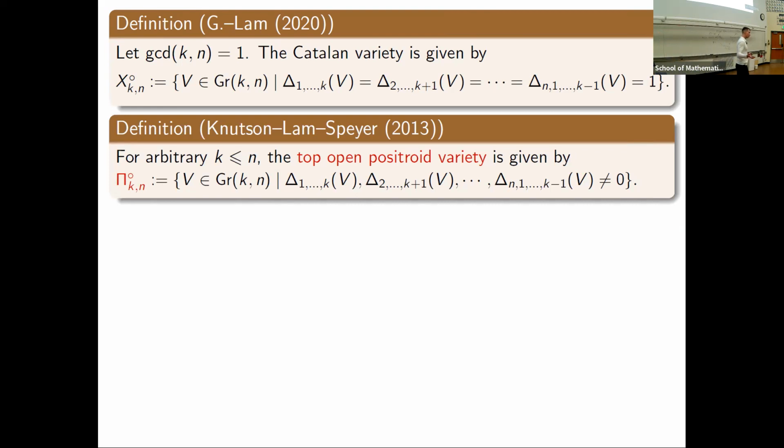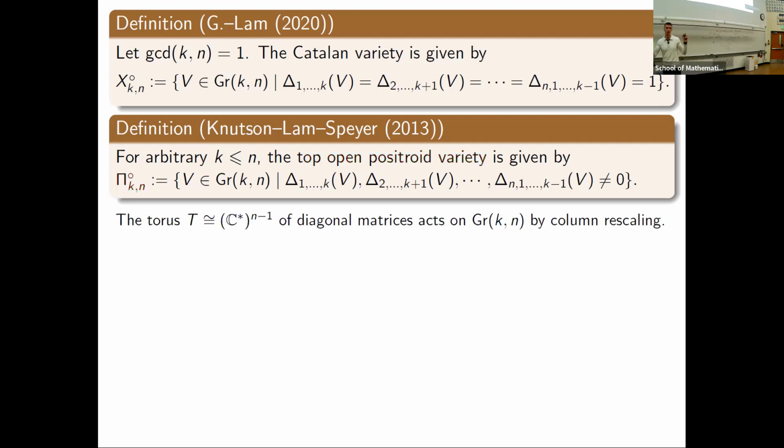And so what is the relation? I'm taking the same minors, but on the top, I'm setting them all to 1. On the bottom, I'm asking that they're all non-zero. The relation is the so-called torus action, where by torus, I mean an algebraic torus, which is just the set of diagonal matrices with determinant 1. These diagonal matrices act on the Grassmannian, which is k by n matrices, so you rescale the columns of your matrix. And then they preserve this open Positroid variety.